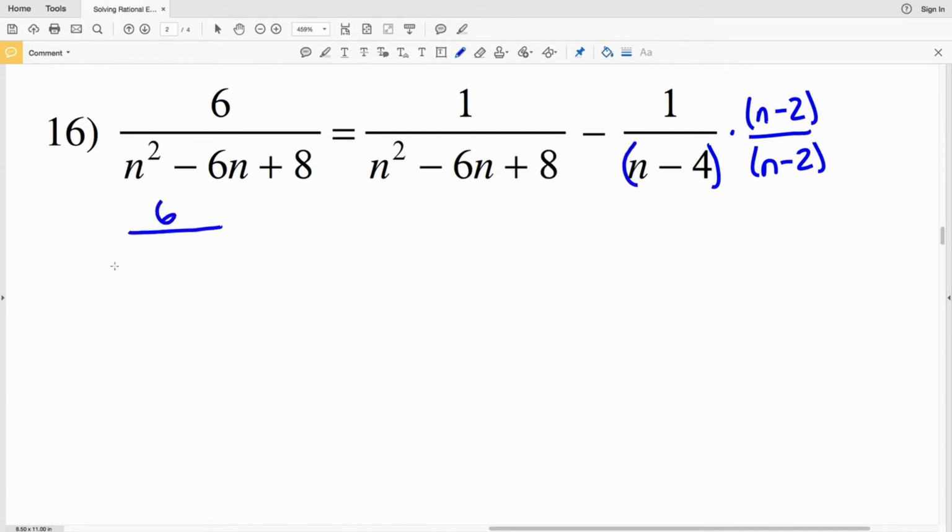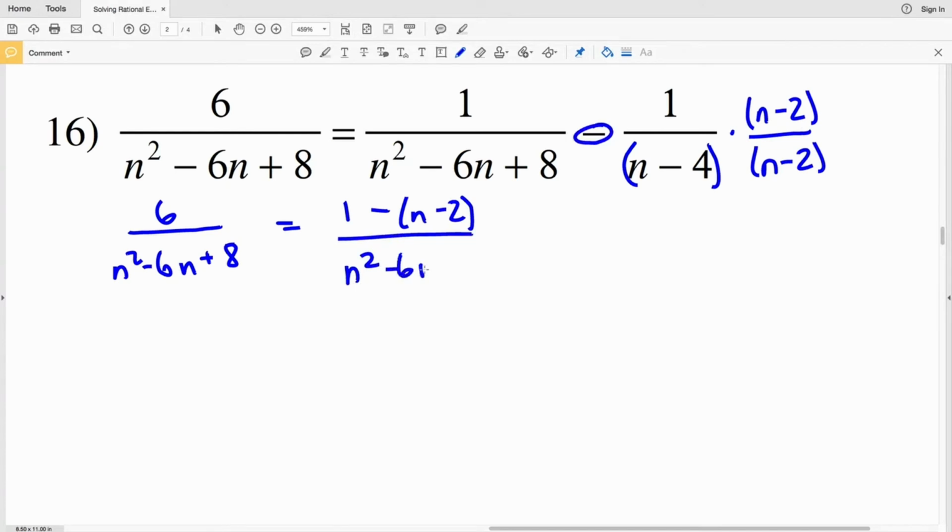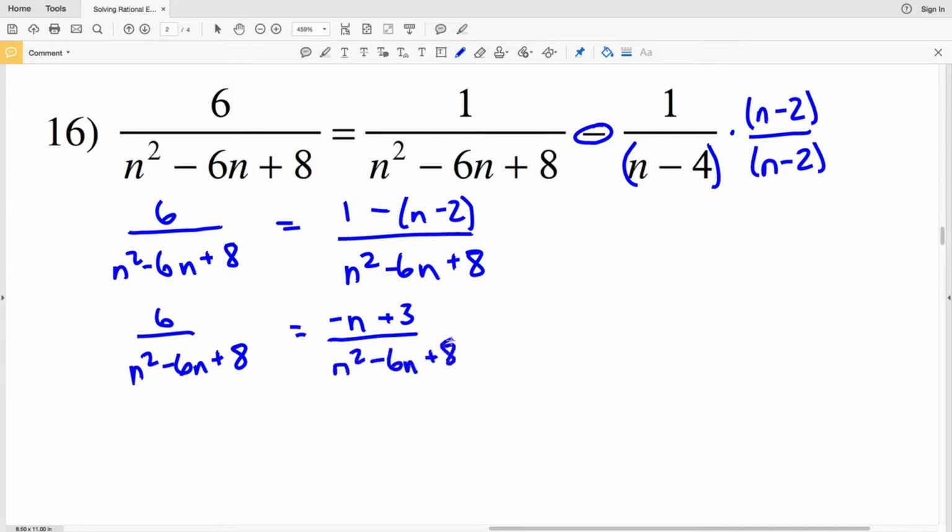So we'll have 6 over n squared minus 6n plus 8, and that's going to be equal to 1 minus n minus 2, since 1 times n minus 2 is n minus 2, all over n squared minus 6n plus 8. So we have 6 over n squared minus 6n plus 8, and that's equal to 1 minus n. Distributing that negative would be plus 2. So we'll have negative n plus 3. And that's all over n squared minus 6n plus 8.